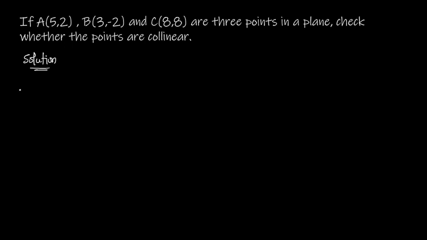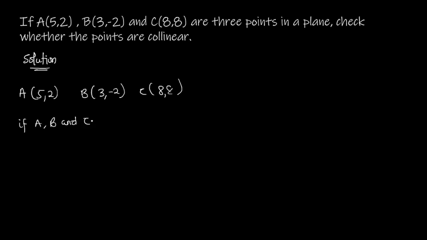Alright, so let's go ahead. I'm going to write my points: A is 5, 2, my B is 3, negative 2, and then my C is 8, 8. As usual, I say if A, B, and C are collinear, then it means that the gradient of the points AB should be equal to the gradient of the points BC, and that should be equal to the gradient of the points AC. So the first thing I do is to calculate the gradient of my points AB.